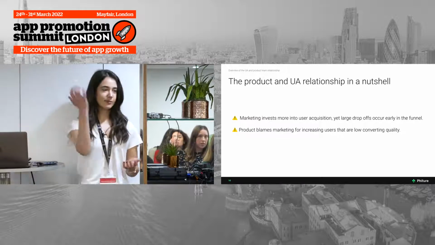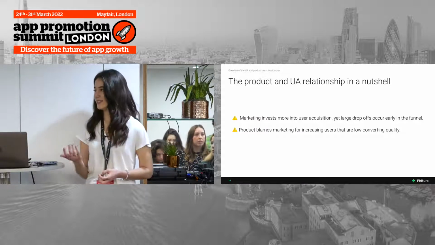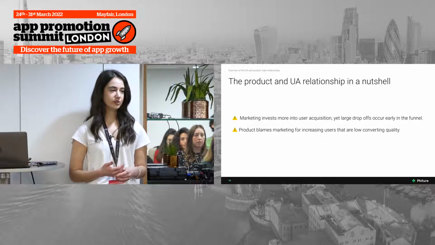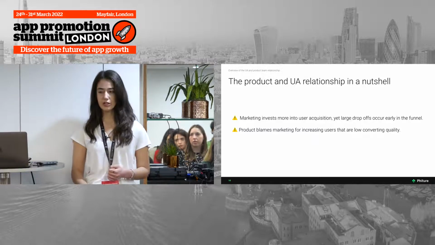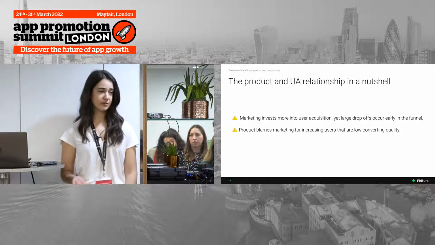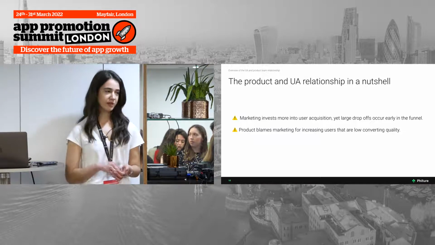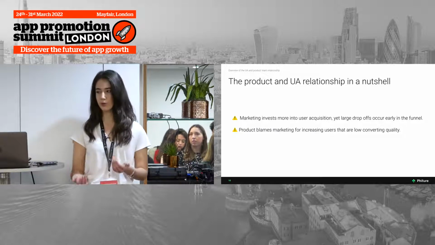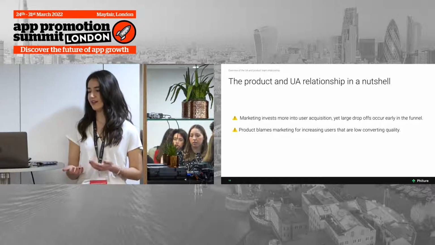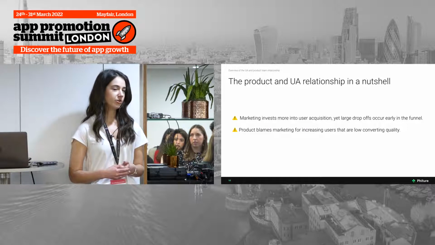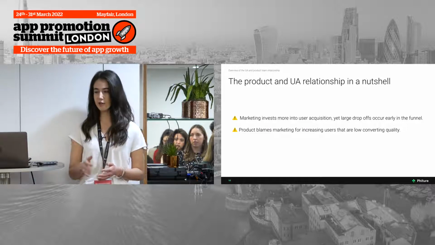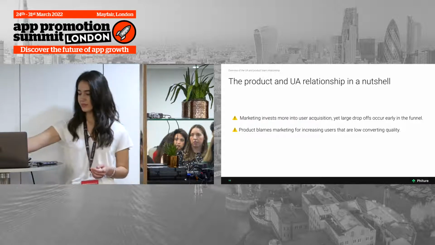So basically, to summarize that relationship, it's just, as Alice said, a lot of finger pointing and the two teams just blaming each other. When the UA team tries to increase ad spend, then the product team usually blames the UA team for bringing in poor quality traffic, but then vice versa. You don't really always have that visibility. So that's kind of what we're going to talk you through today.